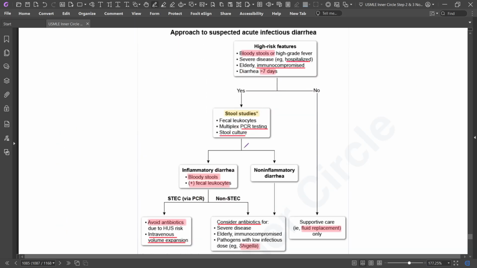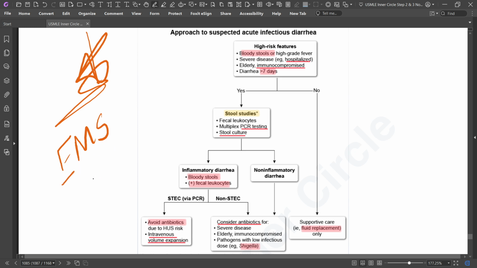Okay, if we look at this chart, very high yield. If somebody comes with a gastroenteritis with high risk features, such as bloody stool or high fever, severe disease, hospitalized, elderly, immunosuppressed, or diarrhea more than 7 days, then yes, go for FMS. That means fecal leukocyte, stool PCR, and stool culture.